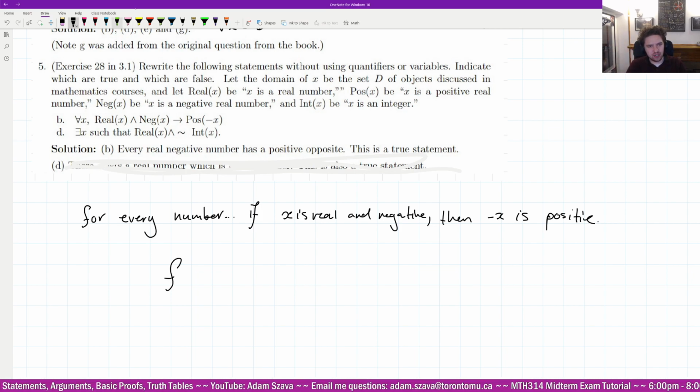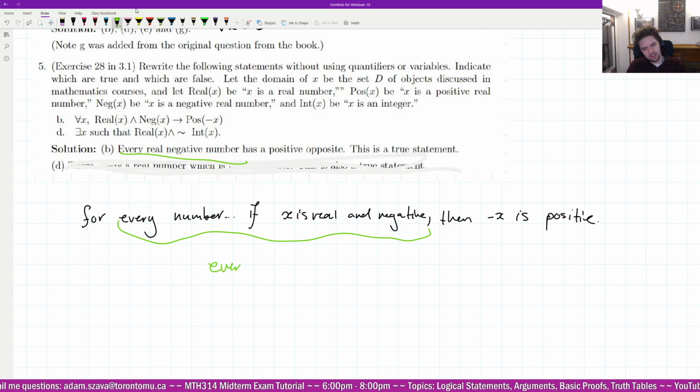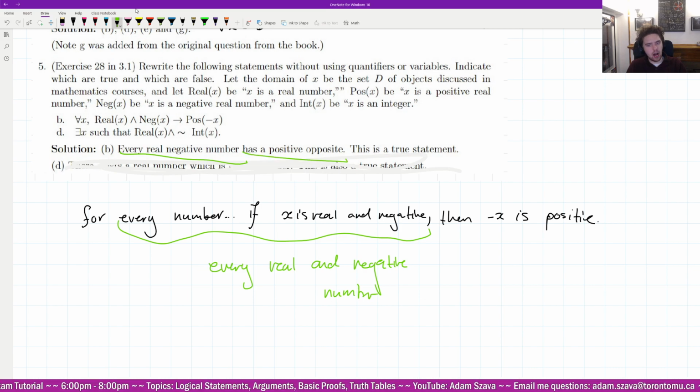So you can just sort of start combining things. Instead of saying for every number, if that number is real and negative, just skip right to every real and negative number. That whole thing is just every real and negative number has a positive opposite. We don't often use the word opposite in math to say negative, but anyways, that is the actual word. So the opposite of x is negative x. So it has a positive opposite.